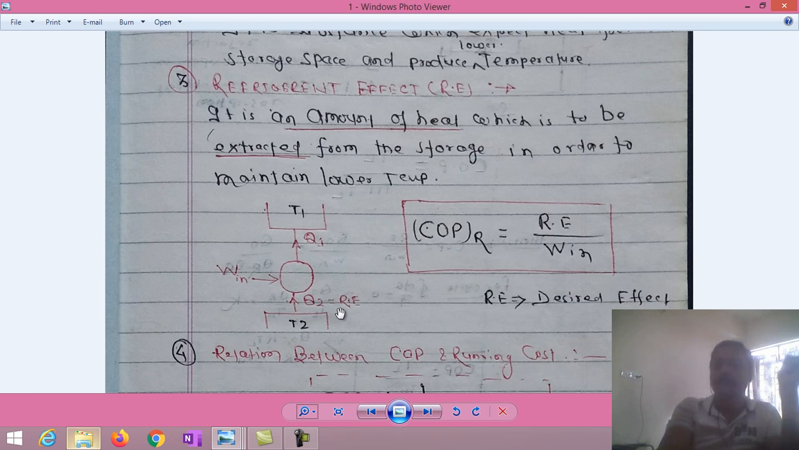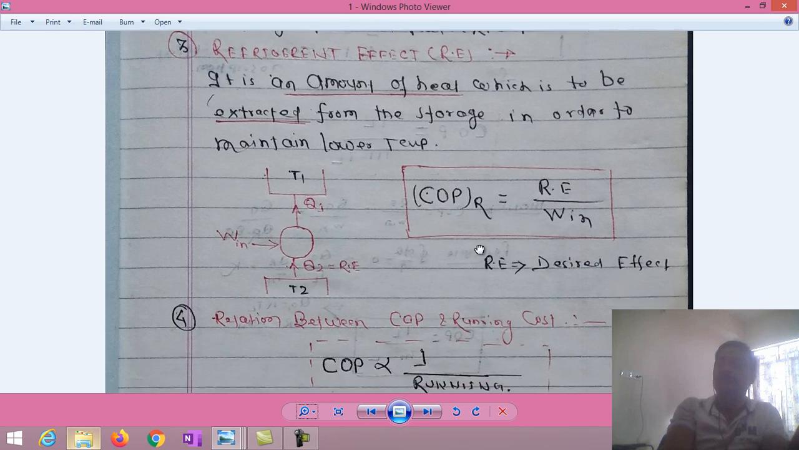One of the very basic terms whenever we study any type of refrigeration system is the coefficient of performance, COP, which we need to define. COP is the ratio of refrigeration effect to the work input. So what is it in this condition? This refrigeration effect is Q2, because this Q2 amount of heat is required to be extracted so that this lower temperature could be maintained. This Q2 is RE, and this is the work input. So COP is the ratio of refrigeration effect to the work input.